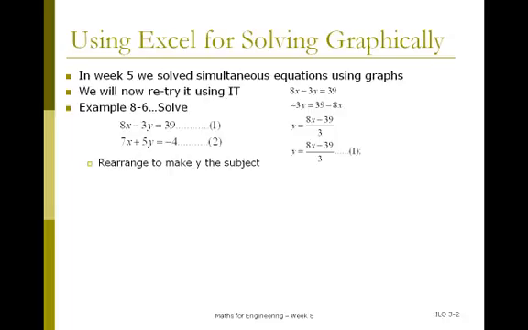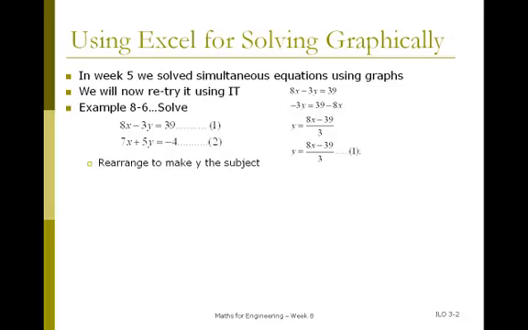For equation 1, we have 8x minus 3y is equal to 39. Then what we have is minus 3y is equal to 39 minus 8x. So we've made y the subject of the equation there. Now to get y on its own, we divide across by minus 3, which gives us y is equal to (8x minus 39) divided by 3.